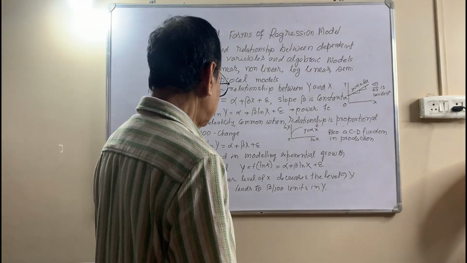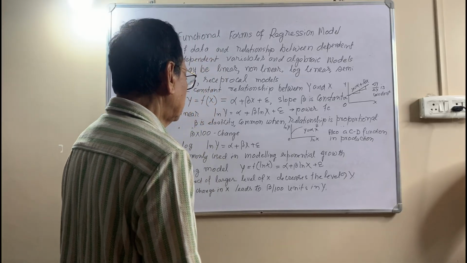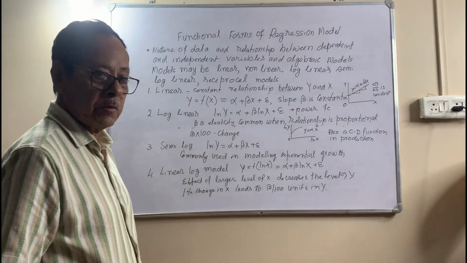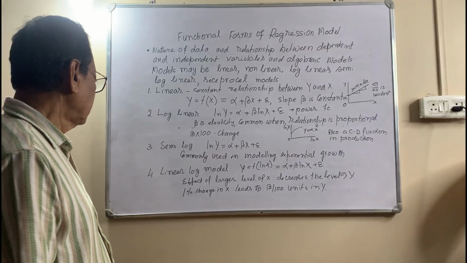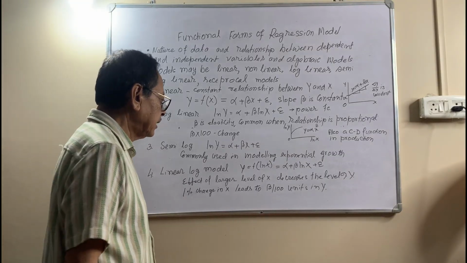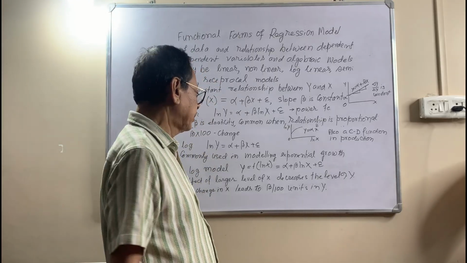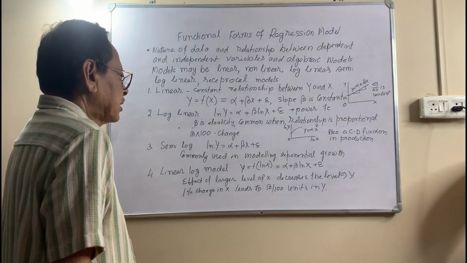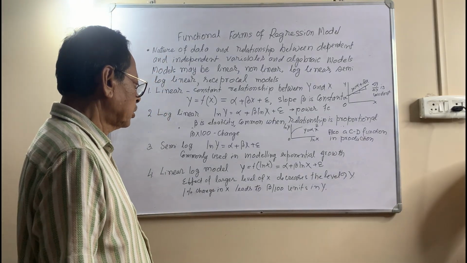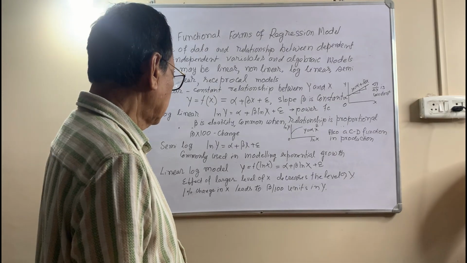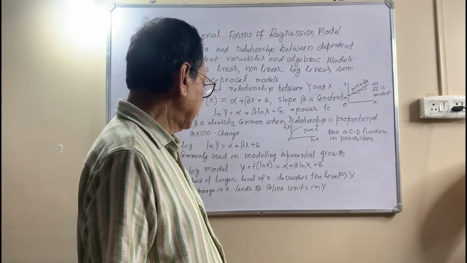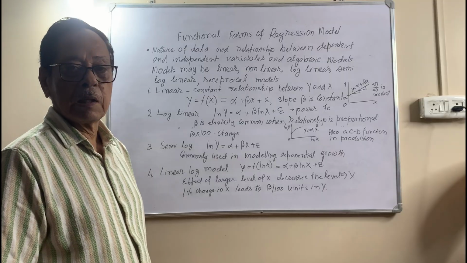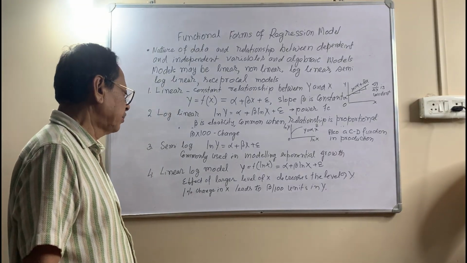Then number 4 is linear log functions or log model. So y is a function of log x. Just you see, when it is a semi-log, we take the log of the dependent variable. When it is a linear log model, we take the log of the independent variable. So this is y is equal to alpha plus beta log x plus error. So data should be arranged as data on y, the dependent variable, and we will have to regress with the log data of the independent variable.